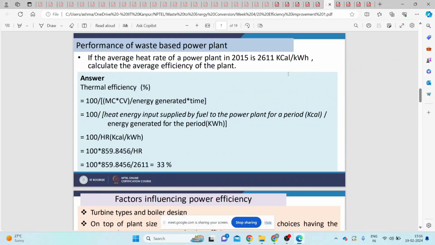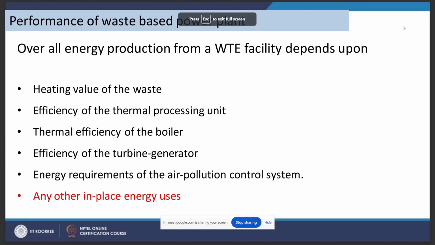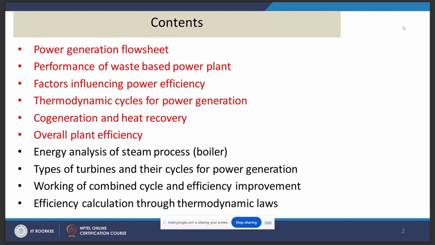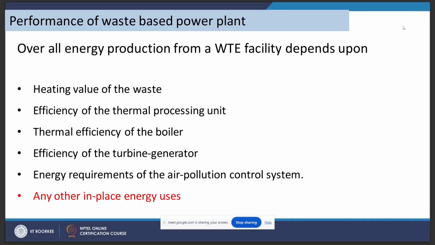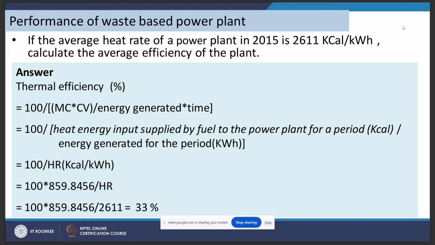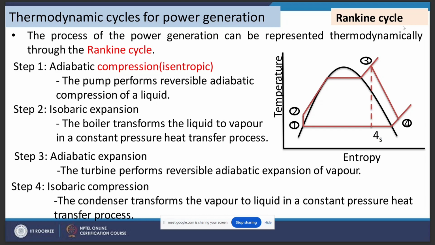Let's go quickly to the last module. The last lecture was based on efficiency improvement of power plant, and the first lecture in this week 4 is the only one, and the subsequent lectures are in week 5. I don't think there is any numerical based on this topic in this week's assignment questions, but let's see. Various types of efficiencies are talked about, and we will see the questions directly in the previous assignment questions. I have attached the slides on the questions only, so we will discuss it there.